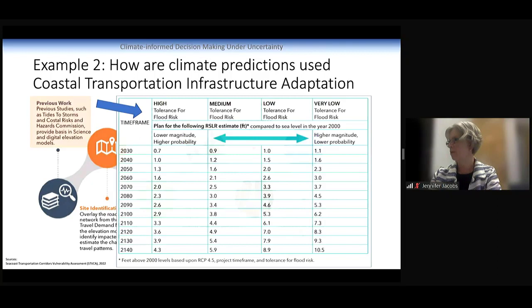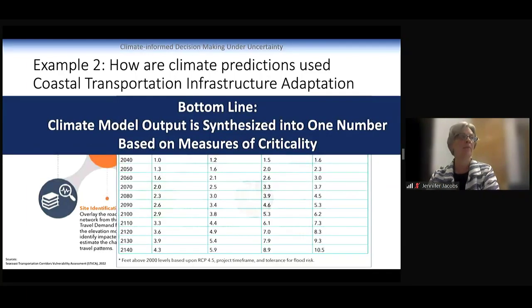Where the climate community comes in is in this previous work. And again, this is a different state. And here what they've done is they've indicated the tolerance for flood risk. And so different assets will have different tolerance for flood risk, and so they will have different design guidelines for sea level rise. Okay, take home on this one. Climate model output is synthesized into a single number that is based upon measures of criticality.